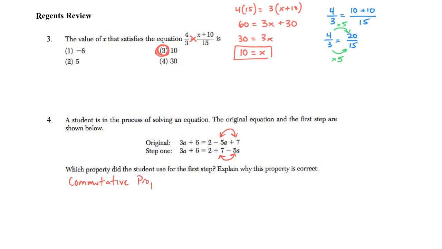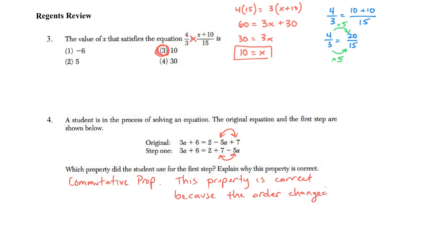The commutative property. Now, I don't know exactly what they're looking for when they say explain why this property is correct, but I'm going to guess this property is correct because the order changed. And I think they just want you to write that. Ooh, that was a bad spelling of order. The order changed.